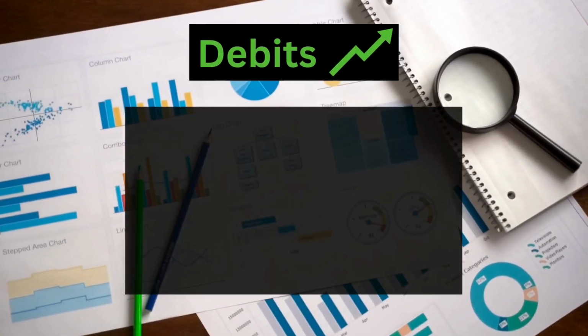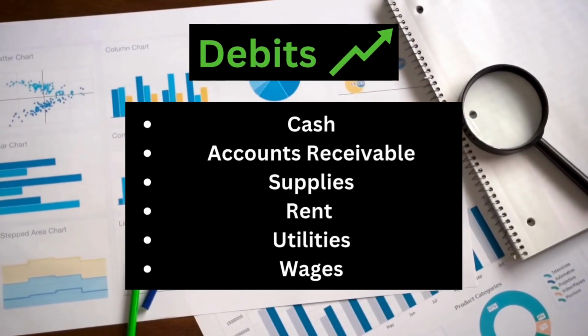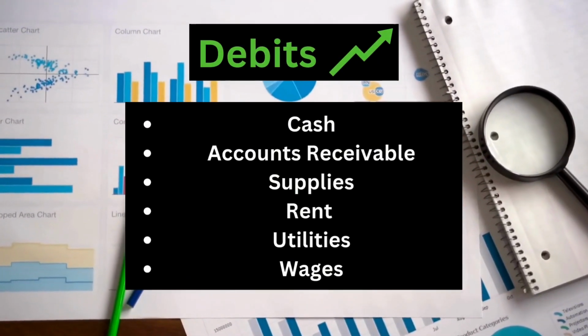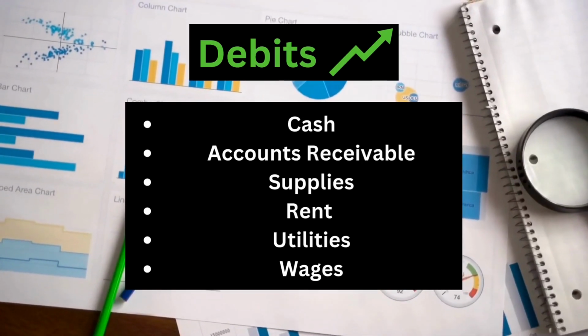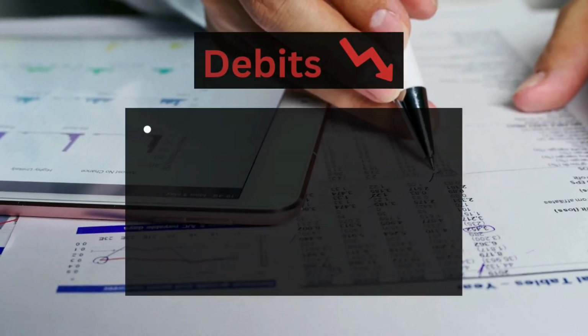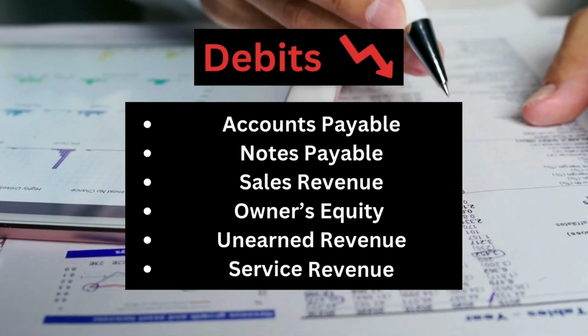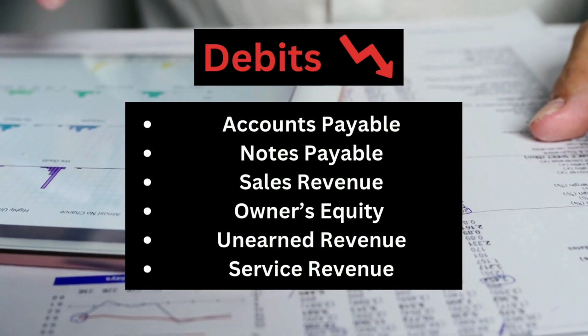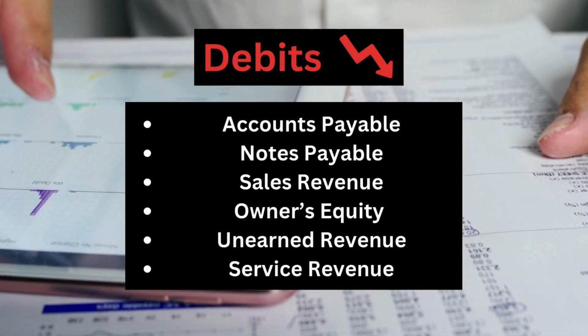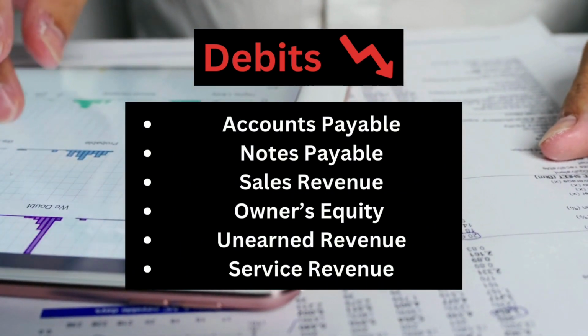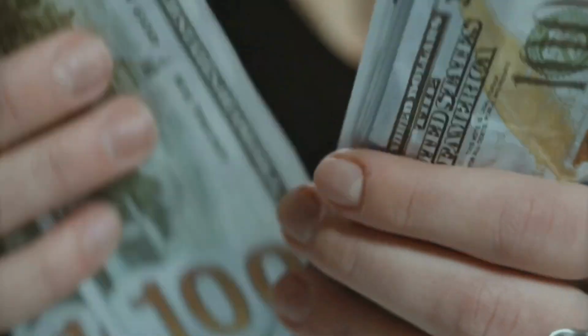Debits increase asset and expense accounts such as cash, accounts receivable, supplies, rent, utilities, and wages. They decrease accounts such as accounts payable, notes payable, sales revenue, owner's equity, unearned revenue, and service revenue. Let's visualize that better with an example.